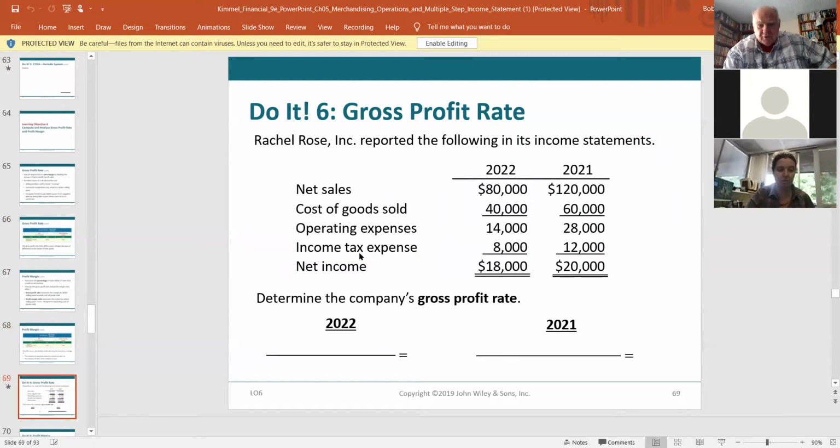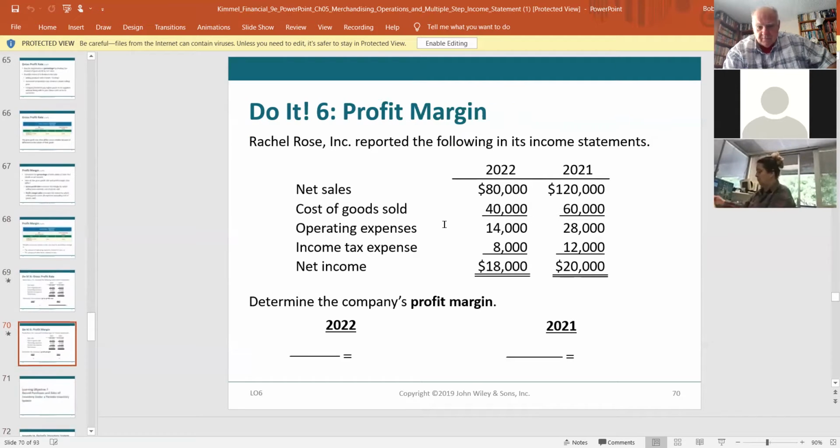Yeah. So here they're showing determine the company's gross profit rate. How would we do it? We would simply take 80 minus 40, right? To get the gross profit, 40 over 80 would be 50%. They don't give us the solution. I'm telling you the solution, okay? The net sales were 80 minus the cost of goods sold gives you 40. 40 divided by 80 is 50%. And the next one is also 50%, 120 minus 60.